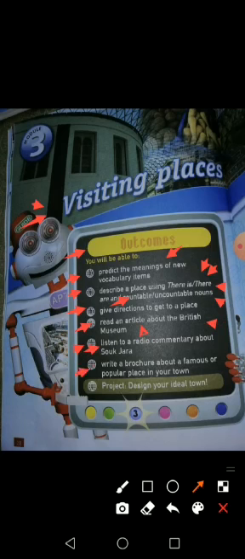And the last thing that you will be able to do when we finish this unit, you have to write a brochure about a famous or popular place in your town. You have to write about what? About a popular or famous, well-known place in your town or in your city. Okay, student? So those are the outcomes of unit 3.